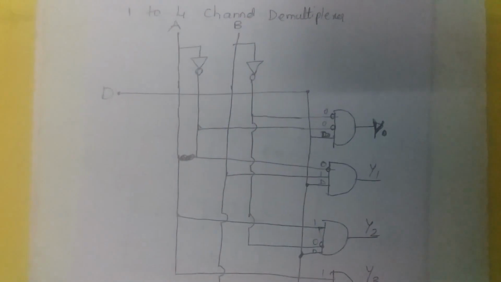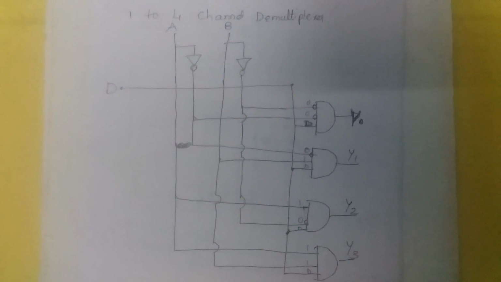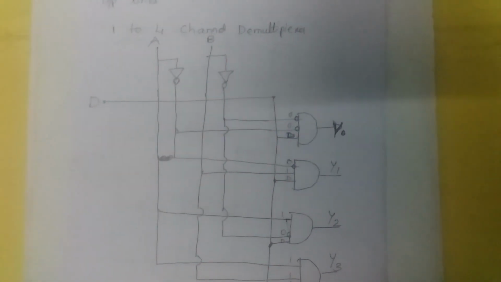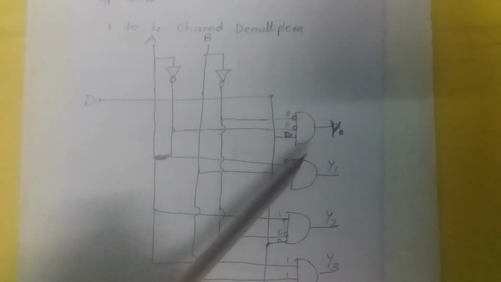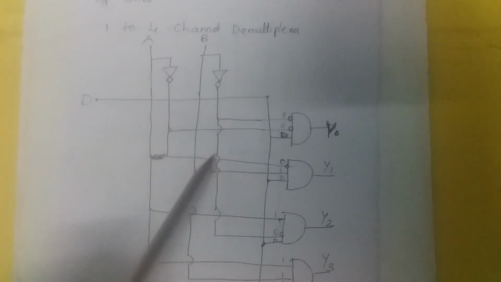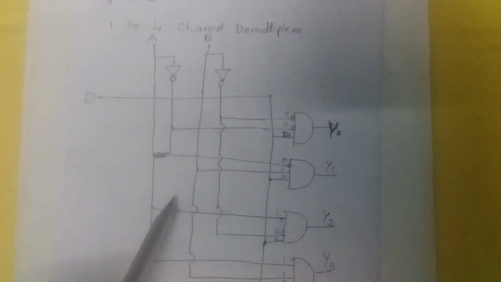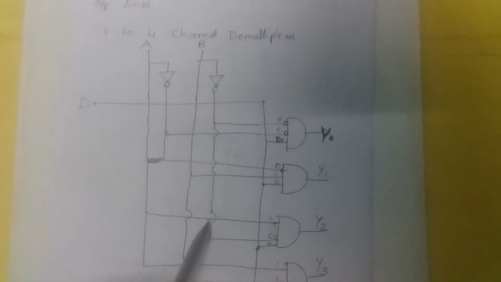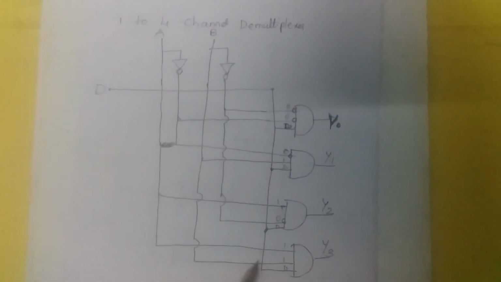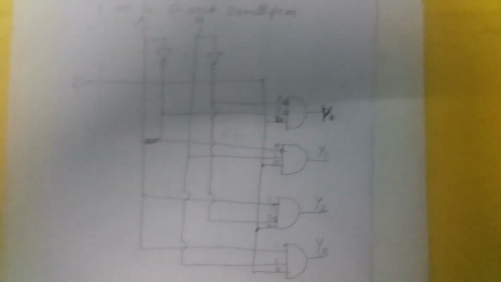Consider a 1:4 channel demultiplexer. In this, you have 1 input, 2 control signals and 4 outputs. When A is 0 and B is 0, D is steered to Y0. When A is 0 and B is 1, D is steered to Y1. When A is 1 and B is 0, D is steered to Y2. When A is 1 and B is 1, D is steered to Y3. This is about demultiplexing.